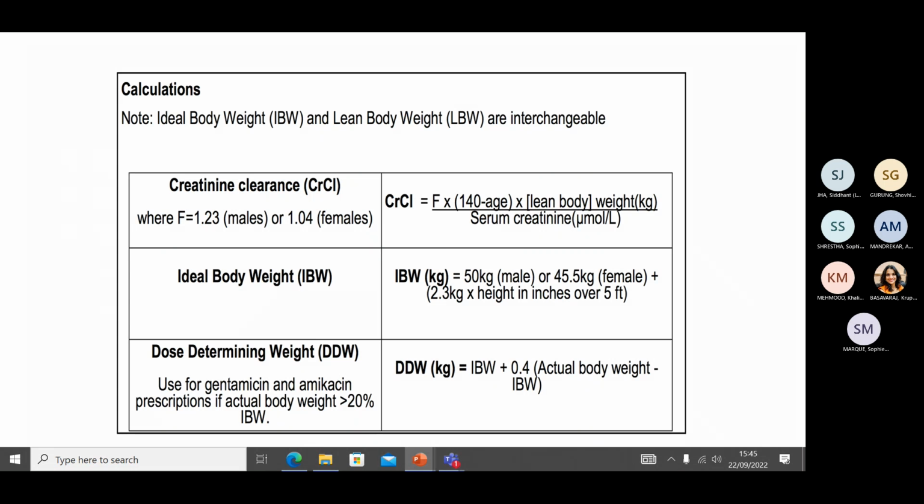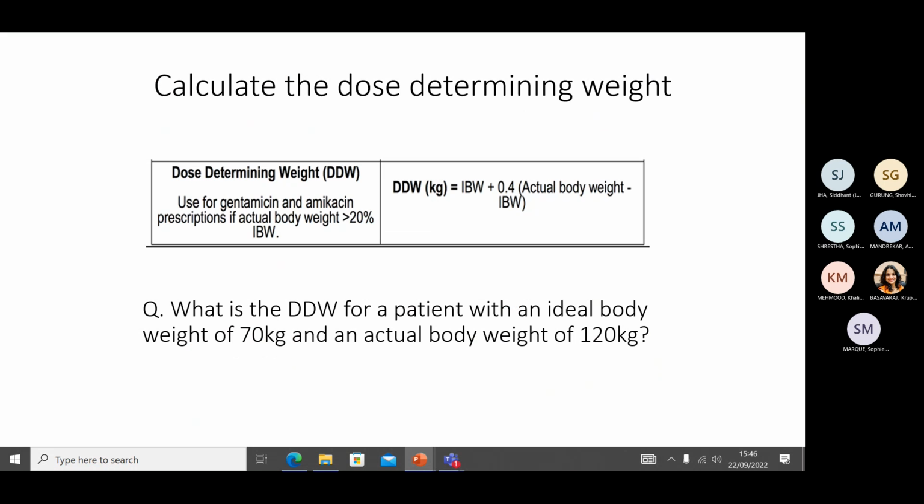This is how you calculate creatinine clearance. This is how you calculate the ideal body weight, and that's the dose determining weight that we mentioned. So the dose determining weight is, you take the actual body weight and subtract the ideal body weight from it. And of that difference, we only want 40% of it, and you add it to the ideal body weight. And this calculation sheet is available at the bottom of the renal sheet that I've given. And you need it mainly for drugs like amikacin, gentamicin and vancomycin as well.